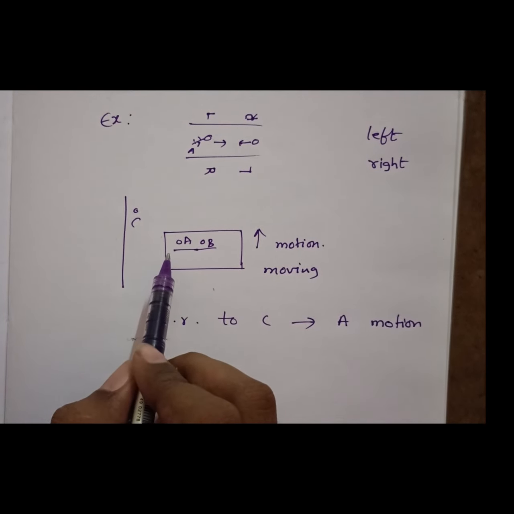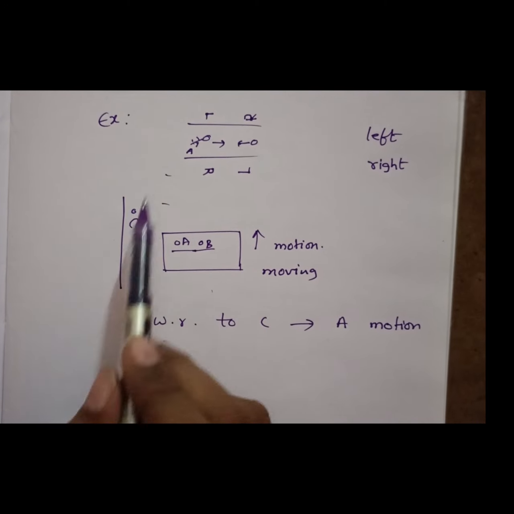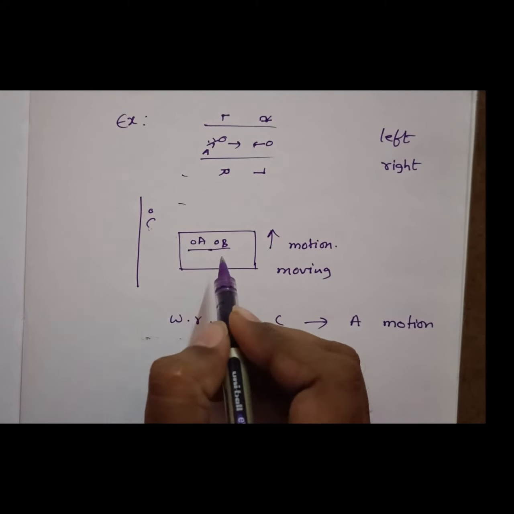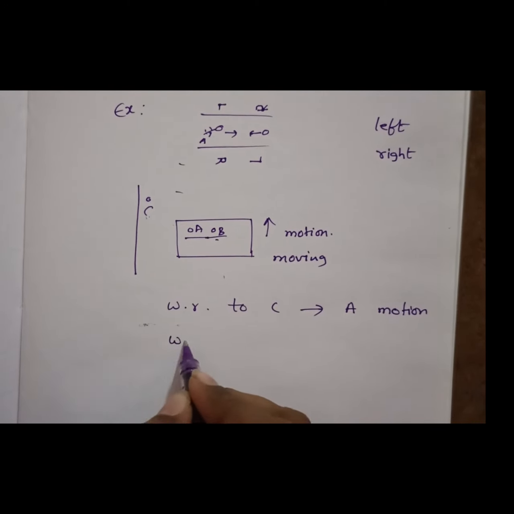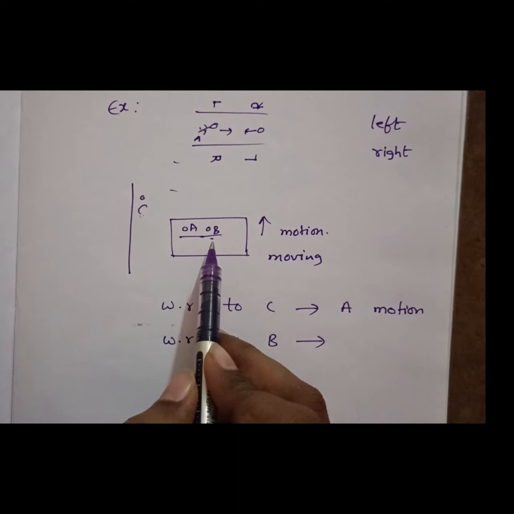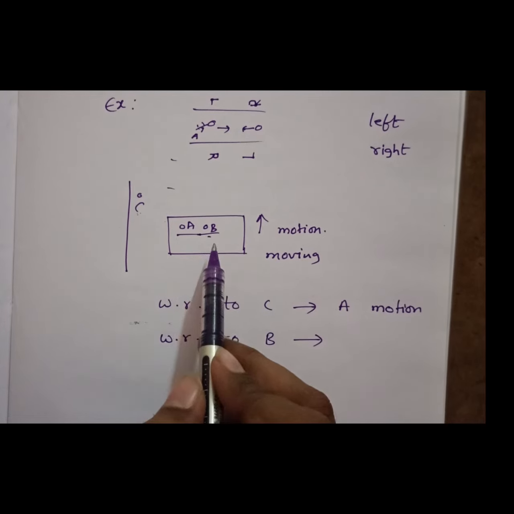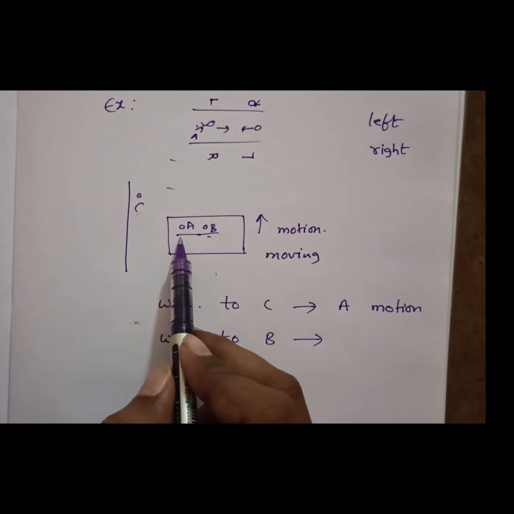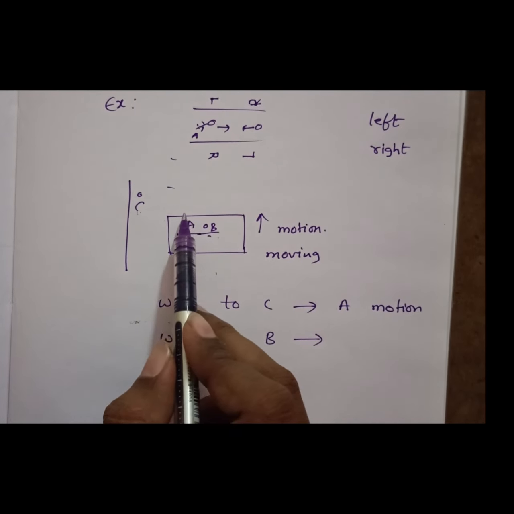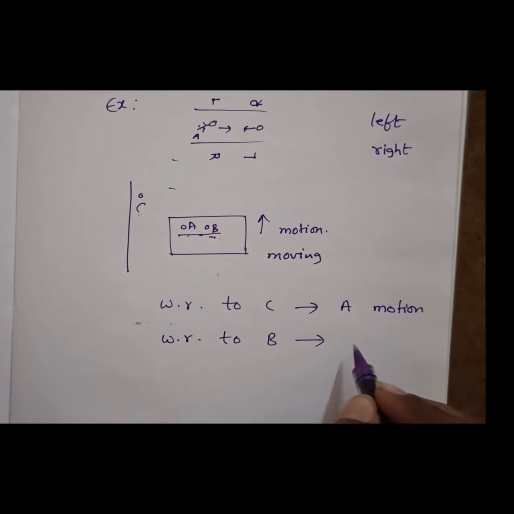At a particular time the bus is here, at another particular time bus is here, another one time bus is here. So in that situation, with respect to C, A is in motion. Now if you consider B, with respect to B, A is in... morning, 8 o'clock they started their journey. 8 o'clock he is beside, 9 o'clock he is beside, 10 o'clock beside. He is not at all changing its position with respect to B. So with respect to B, A is in rest.